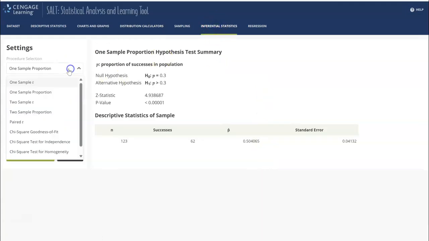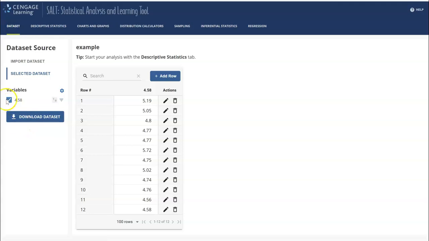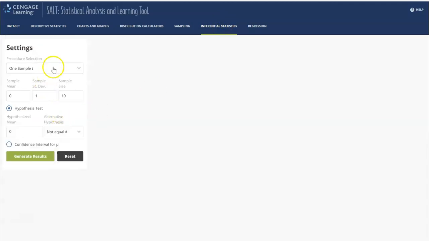Inferential statistics, we are going to choose a one sample t. Let's reset this. So I'm going to go back to data set and I'm going to uncheck that. I think it's trying to read that data set. So one sample t.